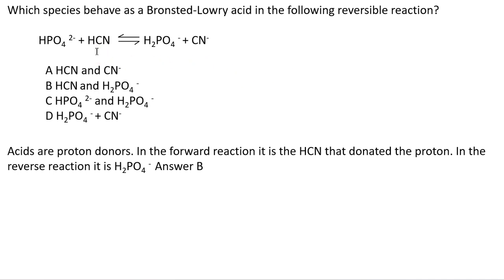So a Bronsted-Lowry acid is a hydrogen ion or proton donor. On the left, the HCN is losing H+ and becoming CN-. On the right, in the reverse reaction, H2PO4- is donating a hydrogen to go back to being HPO4 2-. My two acids are HCN and H2PO4-. One more.